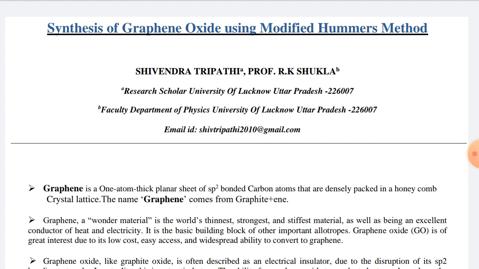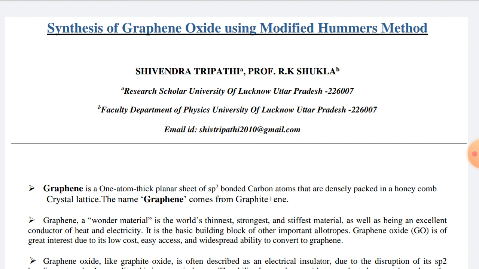I am going to present my oral presentation on synthesis of graphene oxide using modified Hummers' method. Graphene is a one-atom thick planar sheet of sp2 bonded carbon atoms that are densely packed in a honeycomb crystal lattice. The name graphene comes from graphite plus ene. Graphene, a wonder material, is the world's thinnest, strongest, and stiffest material, as well as being an excellent conductor of heat and electricity. It is the basic building block of other important allotropes.